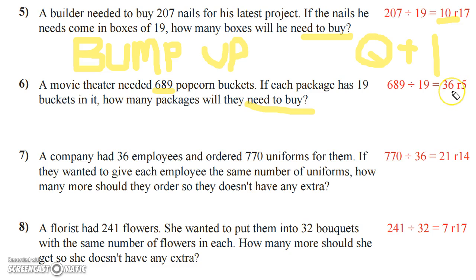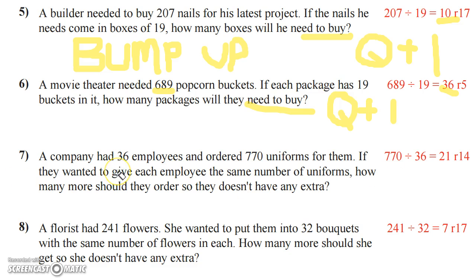Well, if I just do 36, I won't have enough, because it's got to equal 689 if I were to multiply it back. 19 times 36 is not going to give you 689. So I can bump it up. This one again is going to be quotient plus 1. So my answer is going to be 36 plus 1, which is 37.